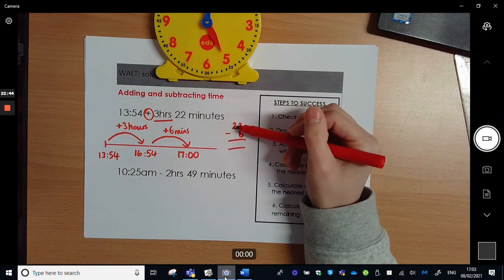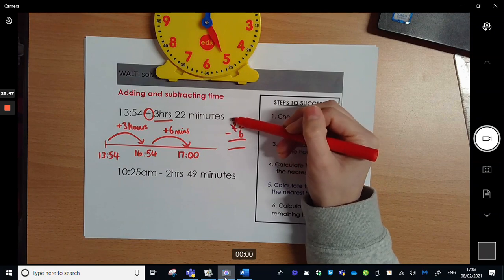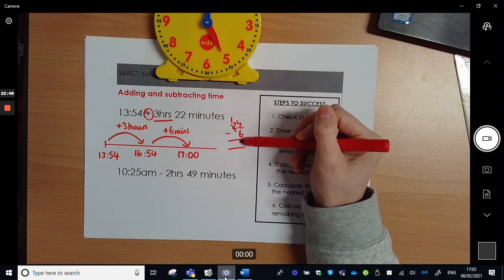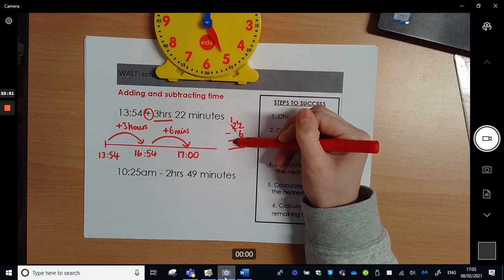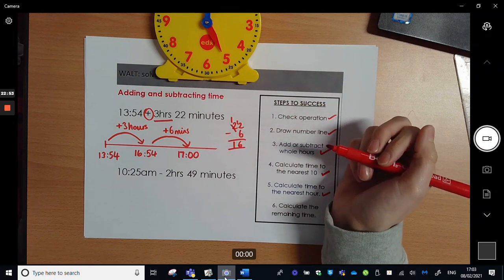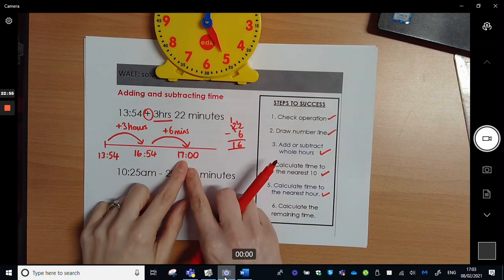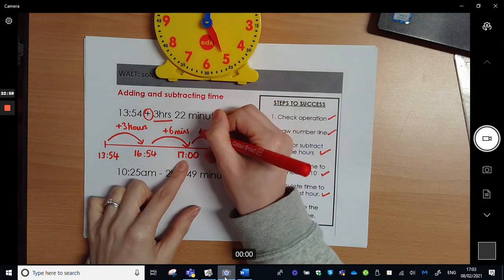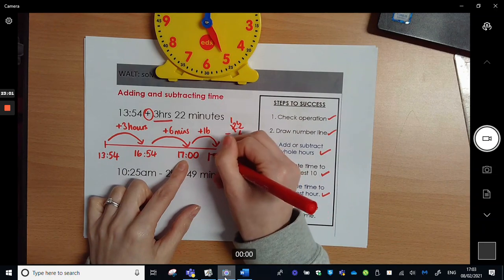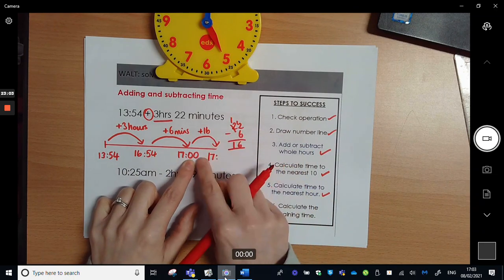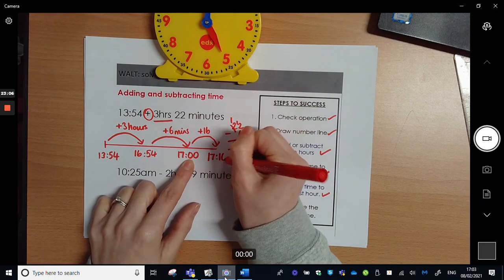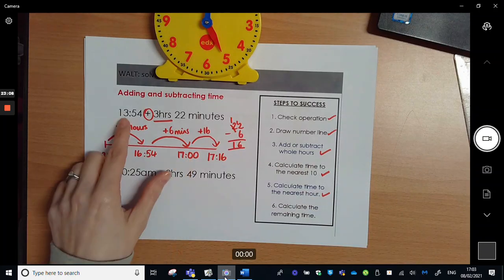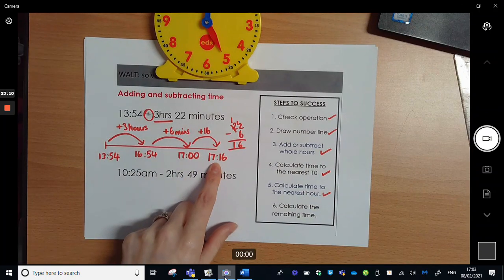Okay, let's have a look and check it. So I'm going to regroup. 12 take away 6 is 6 and 1. So it's 16 minutes. So because I'm already at the hour, remember I can just add on my minutes this time, plus 16, and I'm going to get 17, 16. Okay, so this answer would be 17, 16.